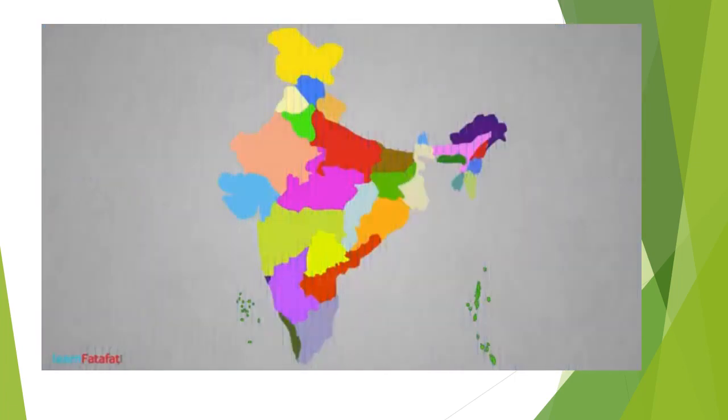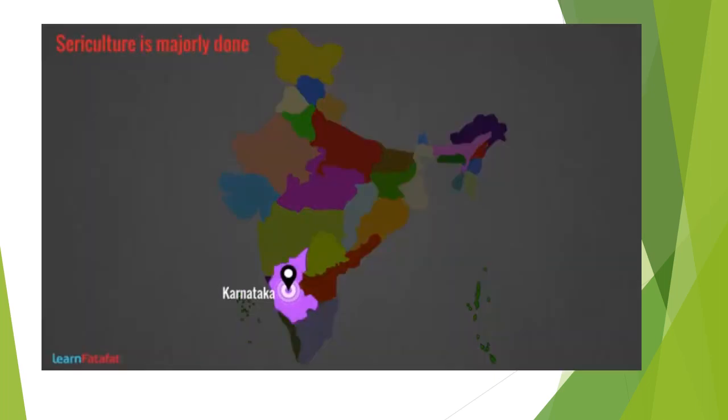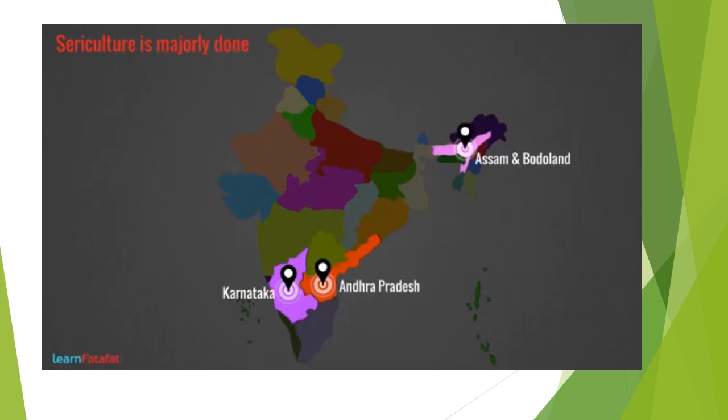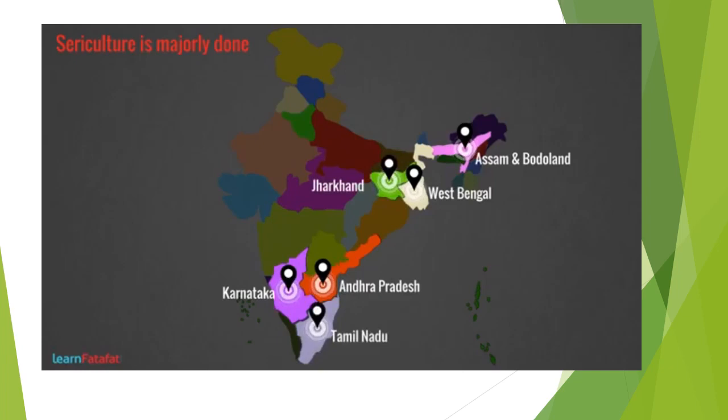In India, sericulture is majorly done in Karnataka, Andhra Pradesh, Assam and Bodoland, West Bengal, Jharkhand and Tamil Nadu. Here we complete this topic. Let us recall what we have studied in today's session.